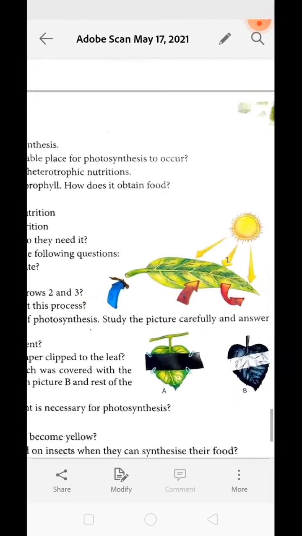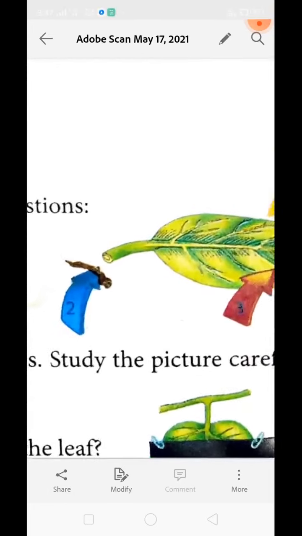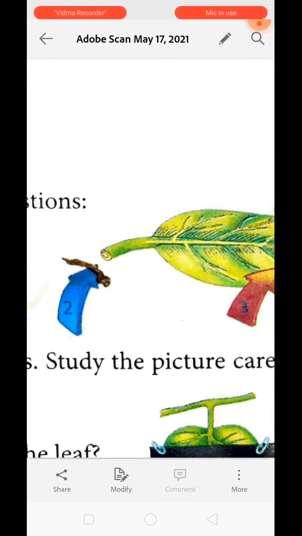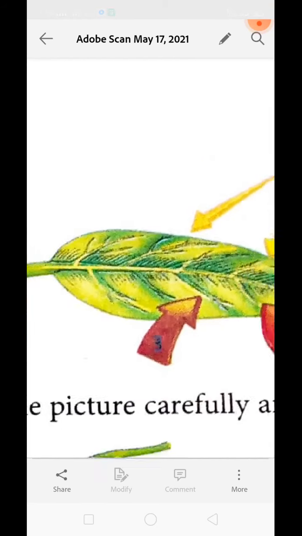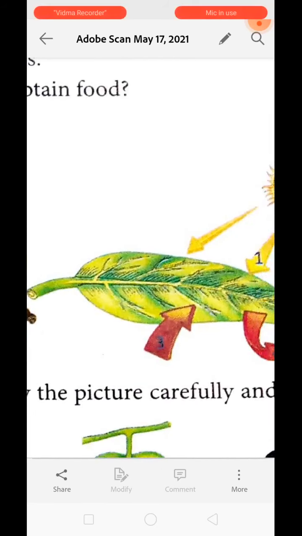The arrow number 2 is indicating water. The leaf gets water from the xylem. Actually, the root of the plant absorbs water and transfers it to the xylem, and from the xylem it is carried to the leaf. And 3 is representing carbon dioxide, and it reaches the leaf of the plant through stomata.